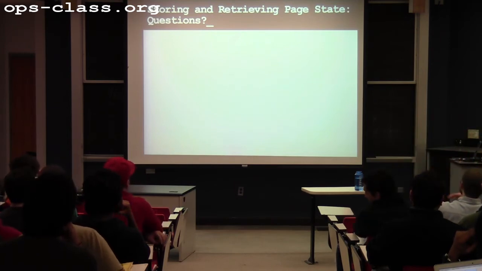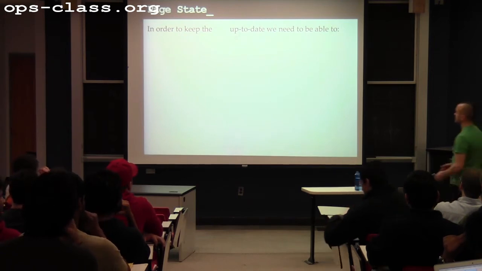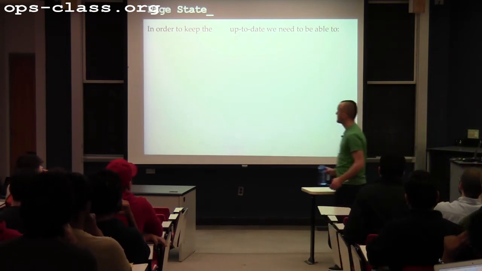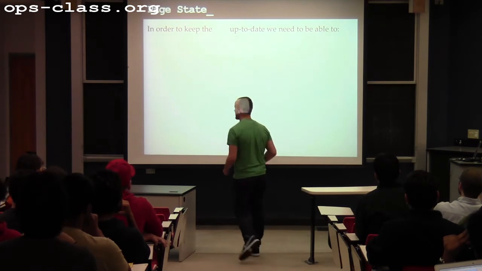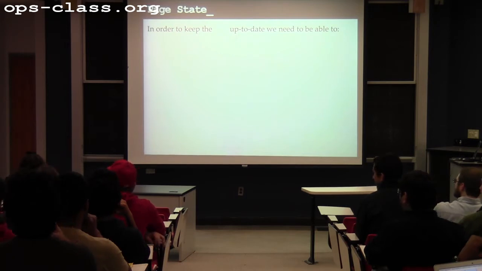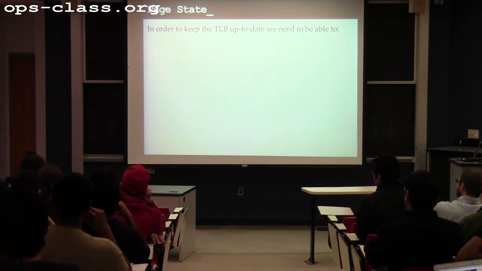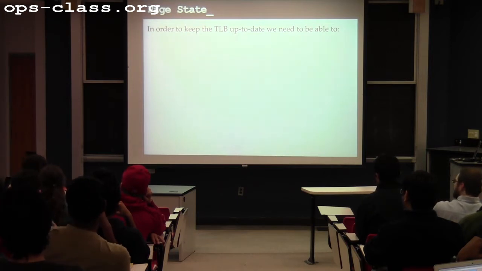Wow, OK. So page state. Why do we need to store state around? What do we need to keep up to date? Why store the state in the first place, Natasha? The TLB up to date. Yeah, we need to get the TLB up to date. What do we need to store? What information does the kernel need to store and be able to look up quickly? What's the lookup key? When the TLB has a problem, what does the kernel know?